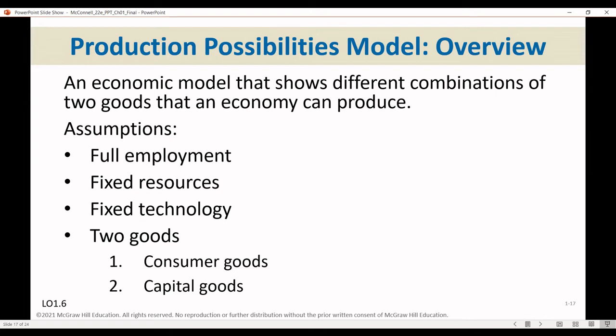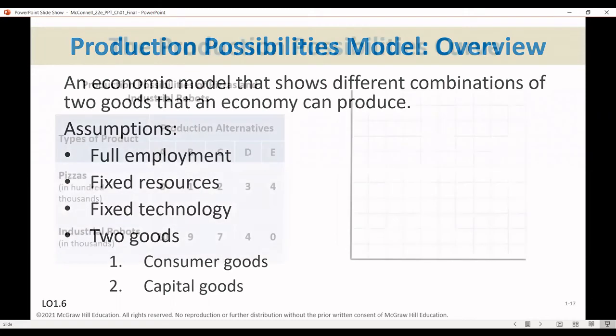Okay, here we make those assumptions. Again, I pointed out to you earlier that they said other things equal. So we don't want anything to change while we are doing the study. That's why we hold resources fixed, technology fixed, and we know that it's full employment.